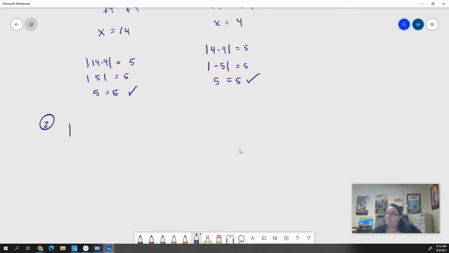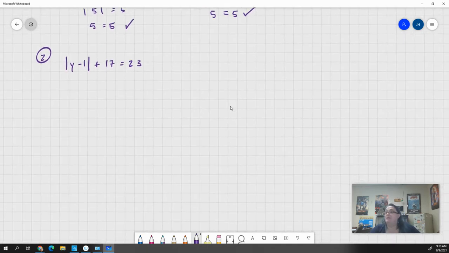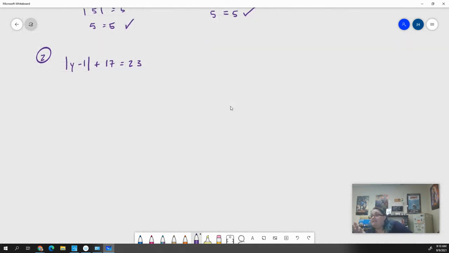What if I have the absolute value of y minus 1 plus 17 equals 23? So the first thing we have to do is isolate that absolute value. And there is something being done to the outside of that absolute value, what is being done? It's got that plus 17 on it.